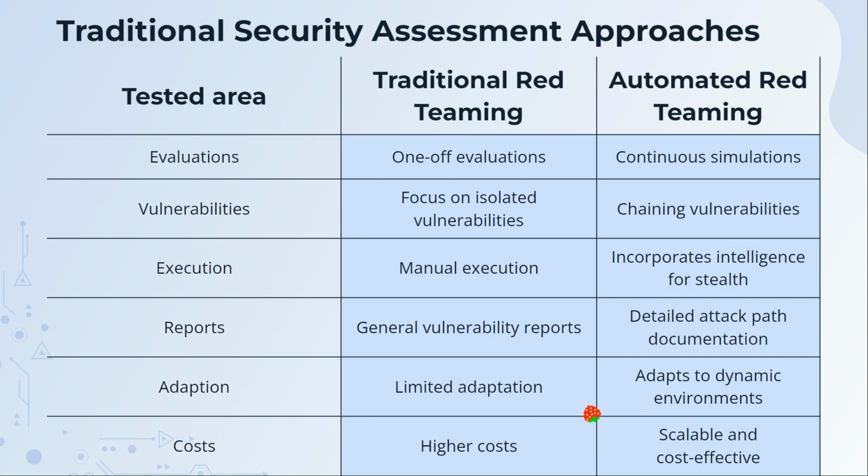And then adaptation. Traditional red teaming has limited adaptation because your employees need to learn about these new attack vectors and techniques to employ them, while automated red teaming will learn from the cloud and learn from its program. As for costs, traditional red teaming is higher cost because you have actual employees doing the testing, while automated red teaming is scalable and cost effective.